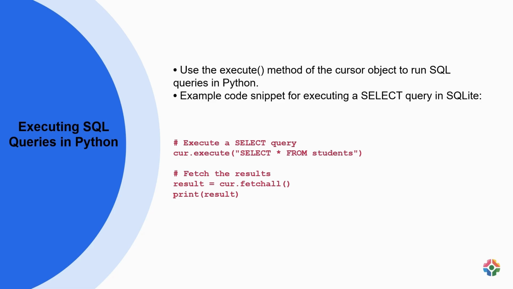For example, to retrieve all records from a table named students in a SQLite database using the execute method, you would use the code snippet provided: cur.execute('SELECT * FROM students'), result = cur.fetchall(), print(result). Executing this code would run the select query and fetch all the records from the students table, with the results being printed to the console.